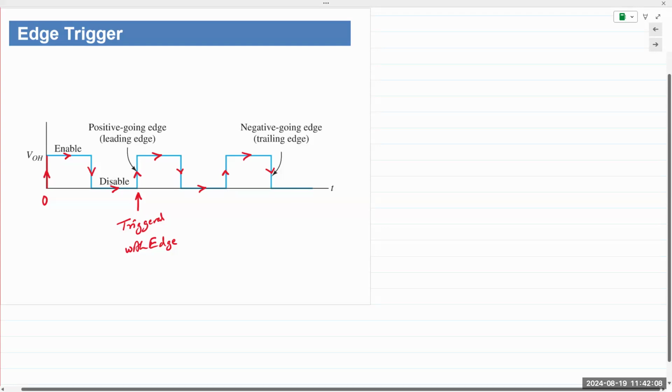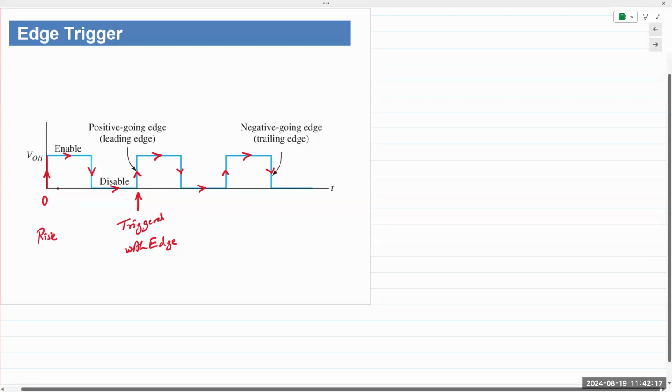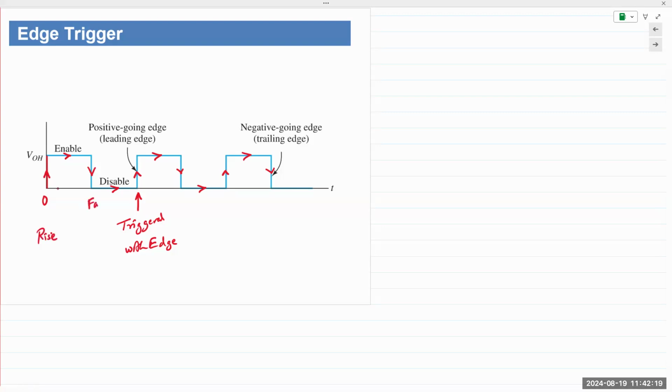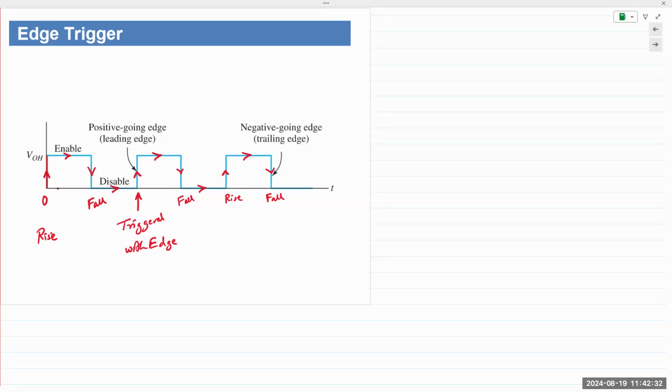Arrows make sense? So here, where the arrows go up, they are known as a rise. Come down, it's known as a fall. If it rises to a higher value, the value goes from 0 to high, it's rising, hence a rising edge. If it's falling from 1 to 0, then it's a falling edge.